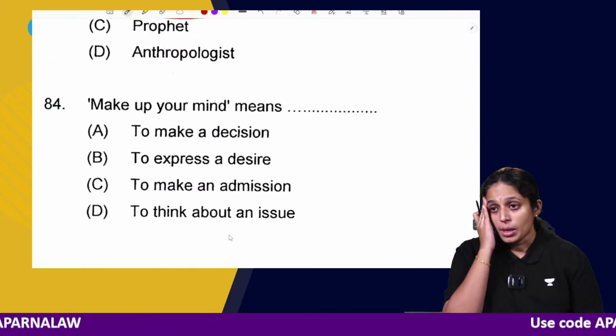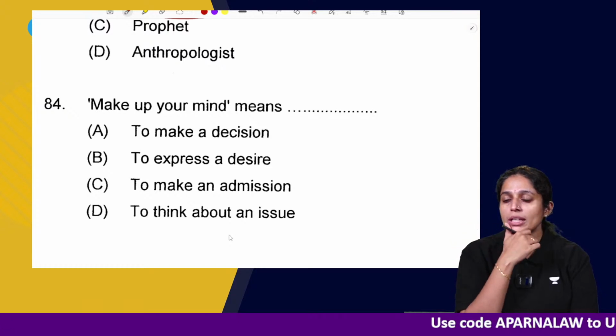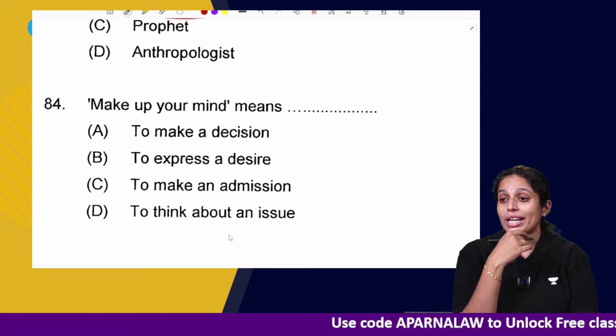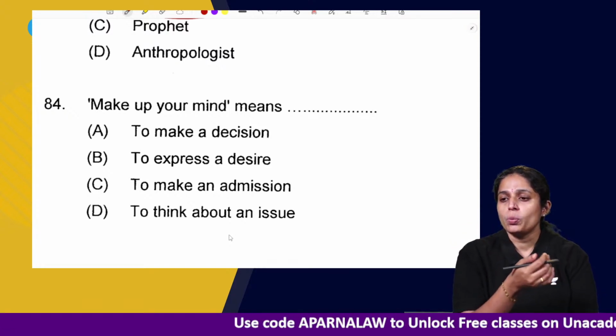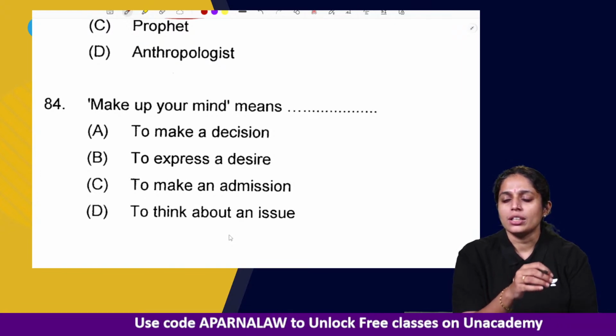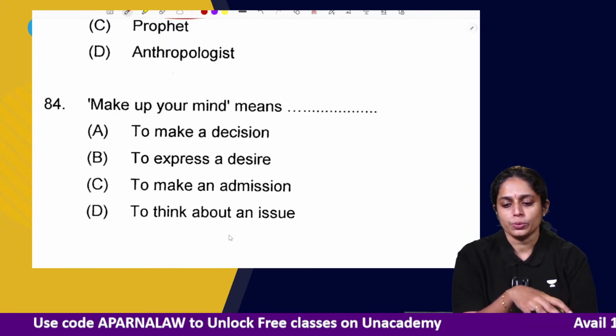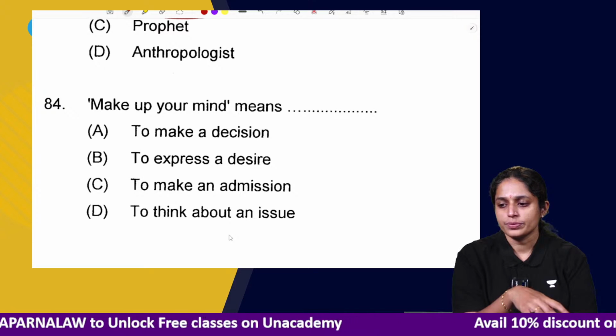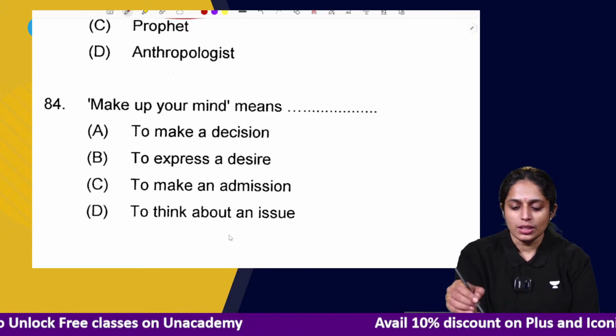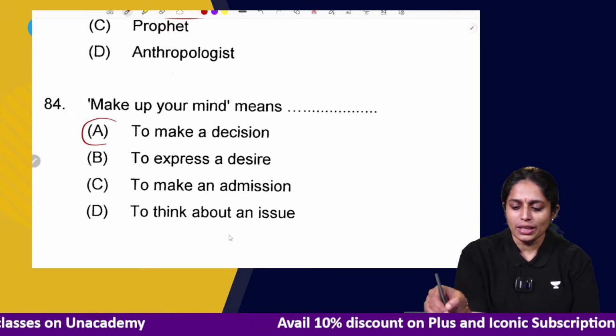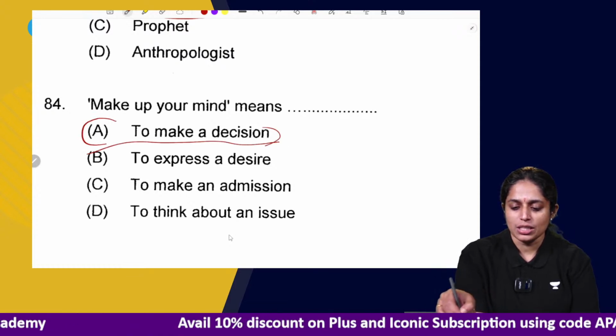84th question. Make up your mind. It means A, to make a decision, B, to express a desire, C, to make an admission, and D, to think about an issue. It is A, to make a decision. Make up your mind means to make a decision.